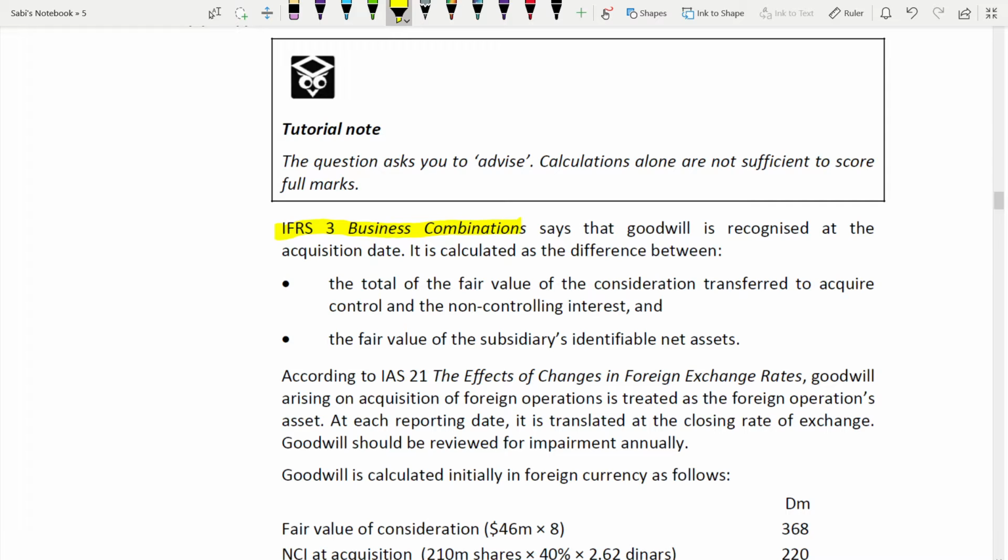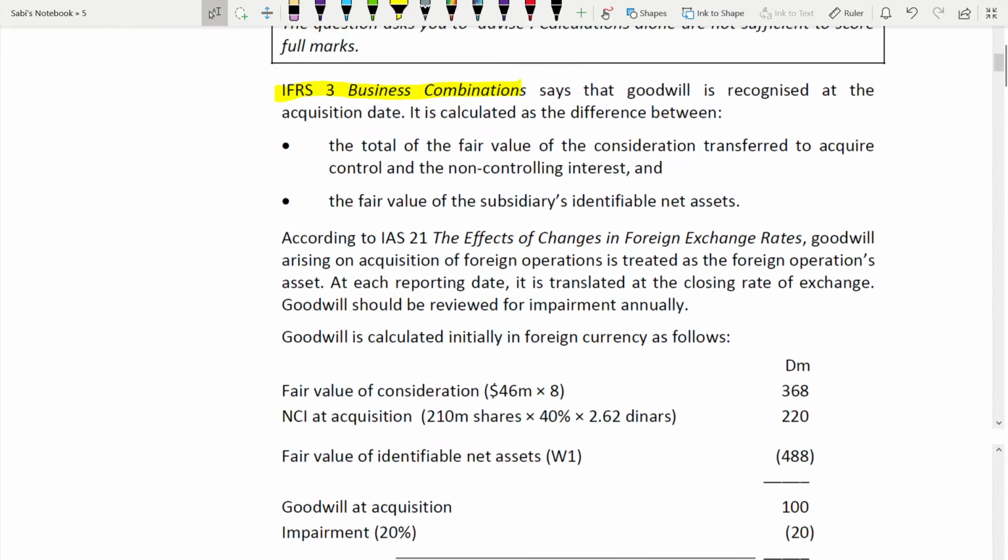Now, break it into different paragraphs. This is the next paragraph. The second paragraph is according to IAS 21. So now you are linking with IAS 21 also. Two standards you are linking in one answer, because this is an overseas subsidiary, not a local subsidiary. IAS 21 says goodwill arising on acquisition of a foreign operation is treated as a foreign operation's asset.